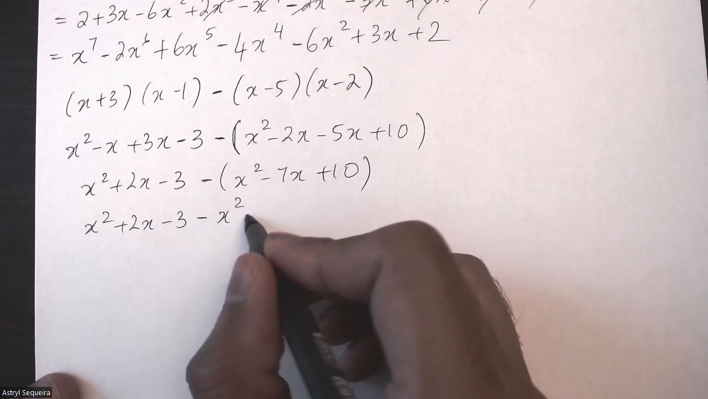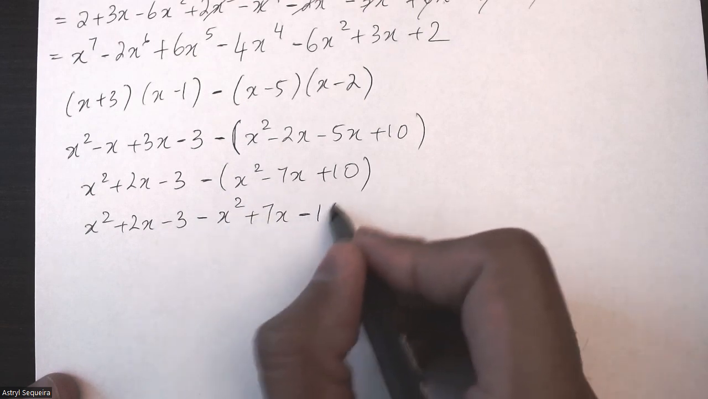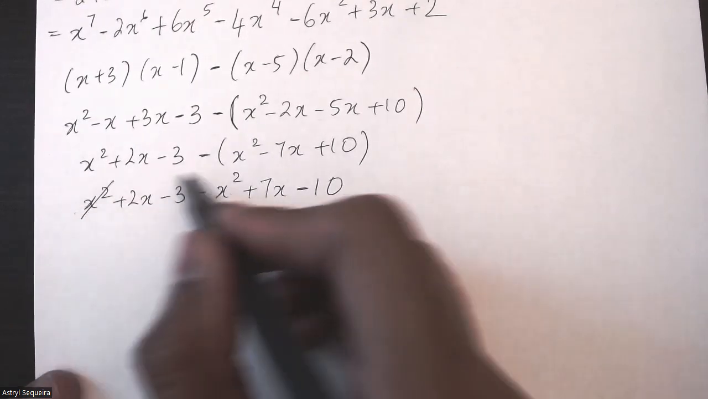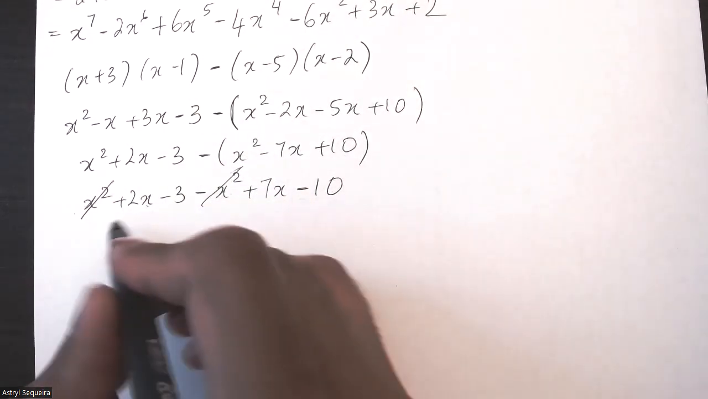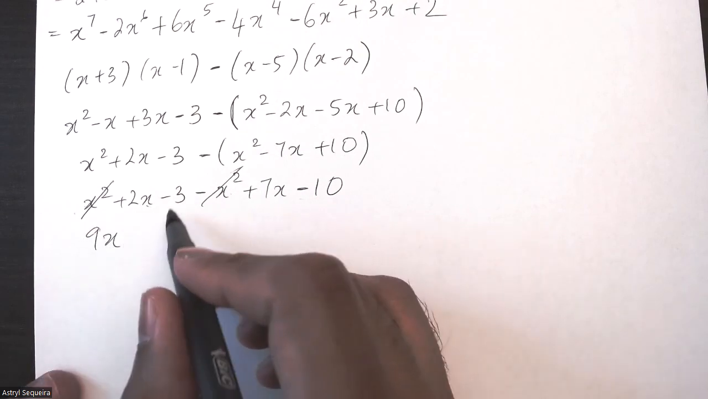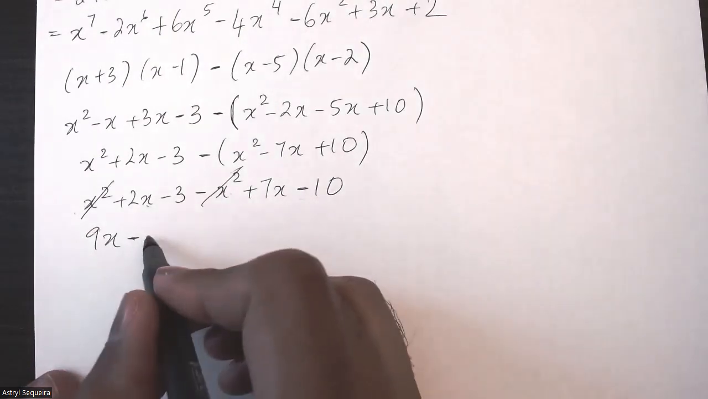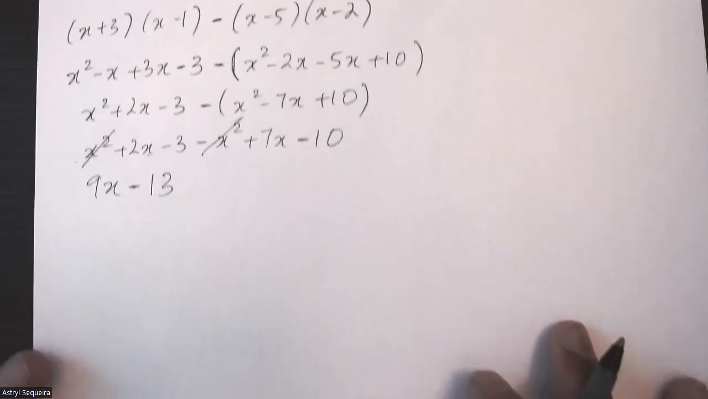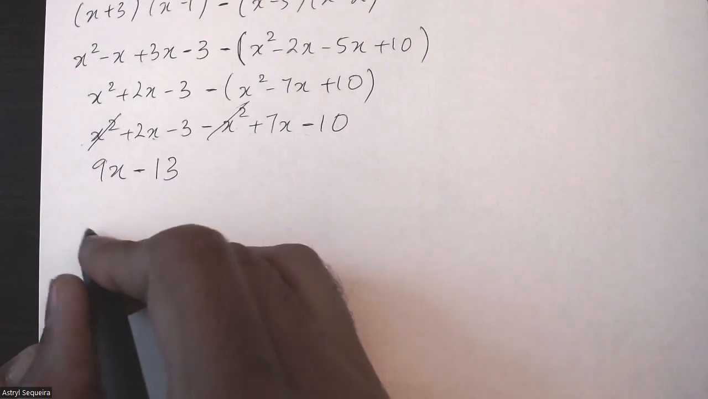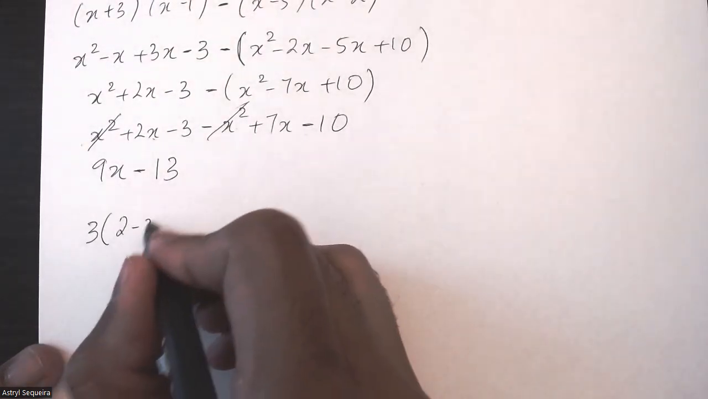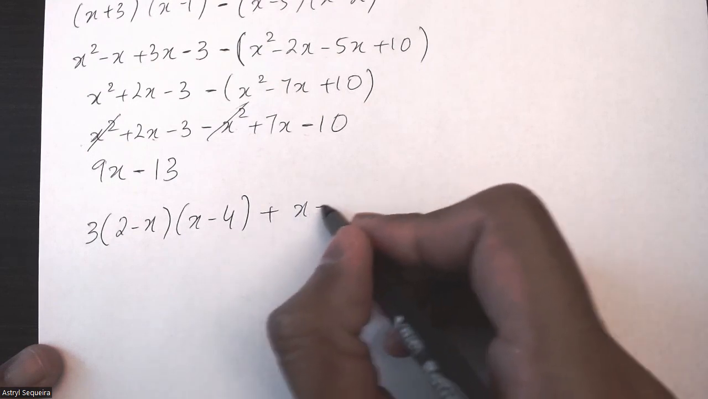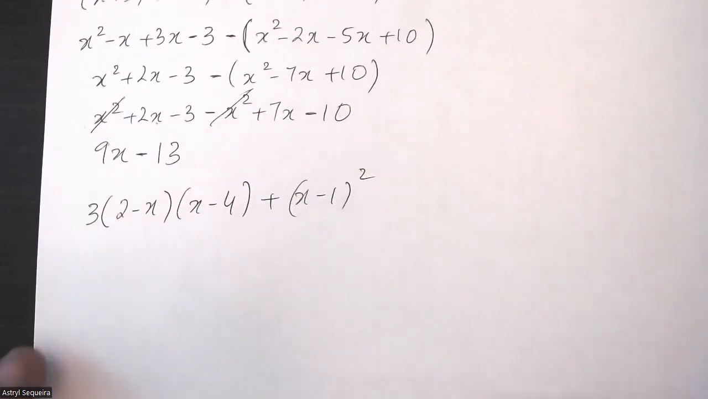Negative x squared plus 7x minus 10. And last step, I'll combine like terms. X squared and negative x squared just cancel. 2x plus 7x is 9x. Negative 3 minus 10 is negative 13. The next question is 3 times 2 minus x, x minus 4, plus x minus 1 squared.